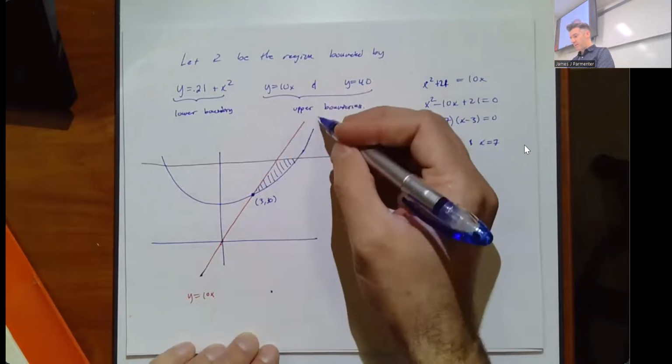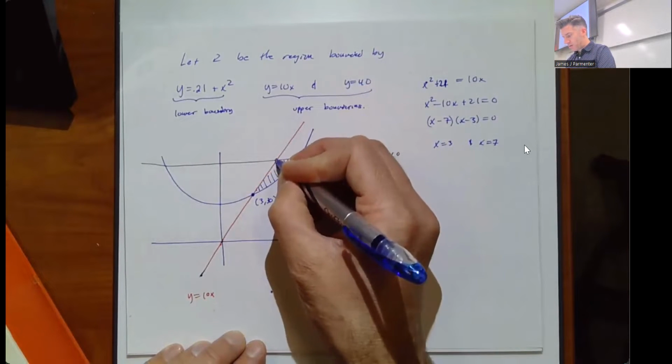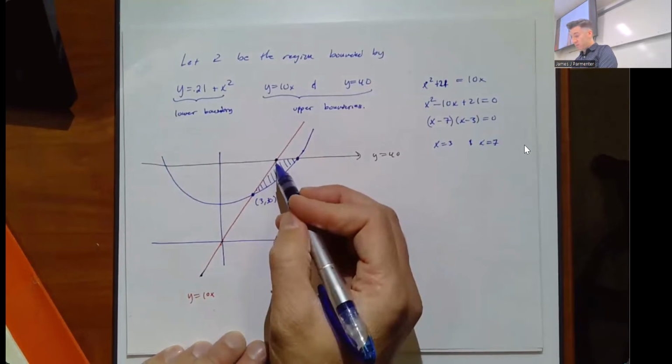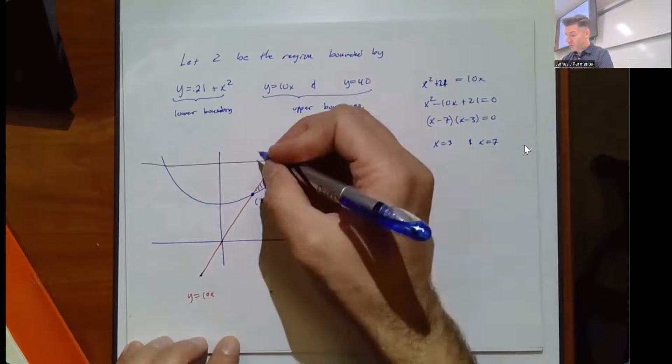So I don't actually care about this point of intersection up here. I do care about this point here. That point there is easy to find. We're just setting y equals 10x equal to y equals 40, which is going to give us x equals 4.